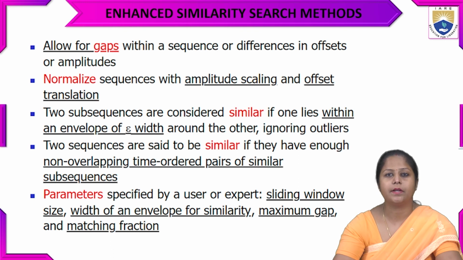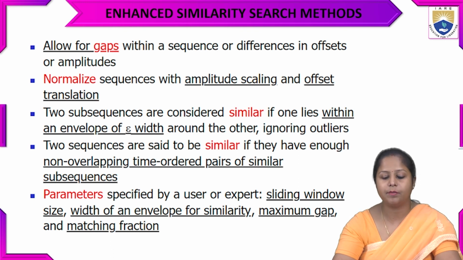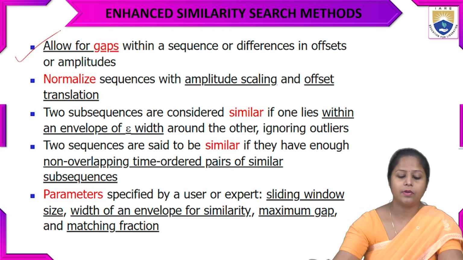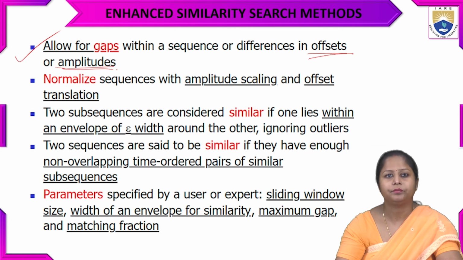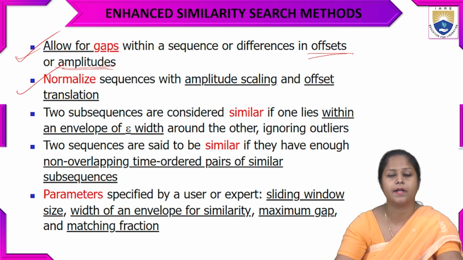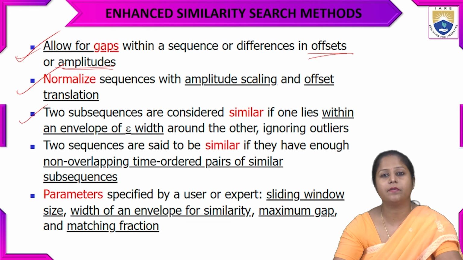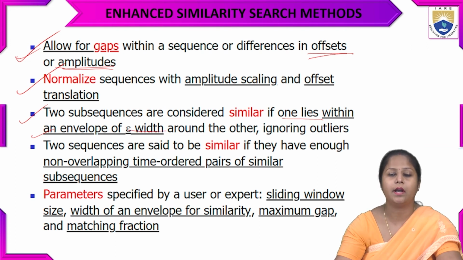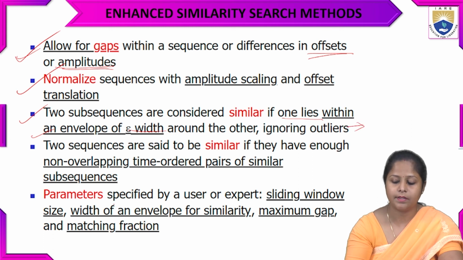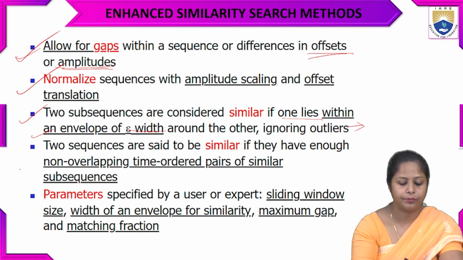Enhanced similarity search methods. Some advanced search methods are also there for similarity search. In them, we allow for gaps within the sequence or differences in offset, we can say amplitude. This is the first step. Second, normalized sequences with amplitude scaling and offset translation. Two subsequences are considered similar if one lies within an envelope of epsilon width around the other, ignoring outliers. That is another type of method.